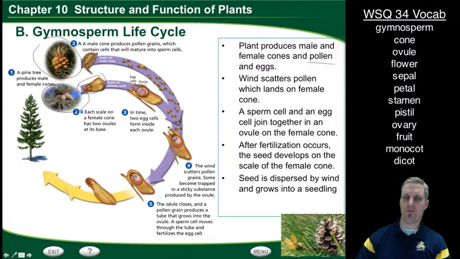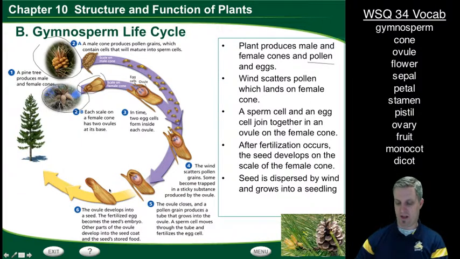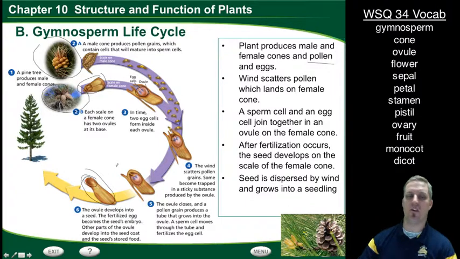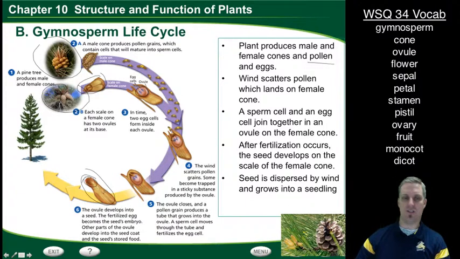The sperm cell will move through that tube. It'll fertilize the egg, and after fertilization occurs, the seed will start to develop on that particular scale. We can see in this scale right here, the seed's developing right here. As it develops into a seed, you have the zygote, which becomes the little embryo of that particular seed. The other parts of the ovule will develop into the seed coat, and into the stored food that all seeds have.